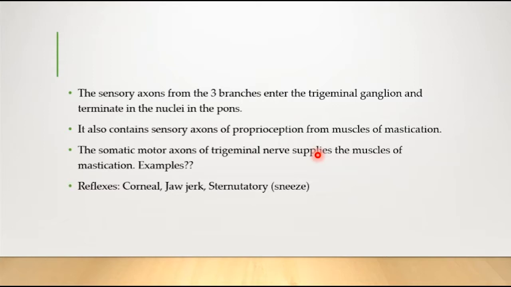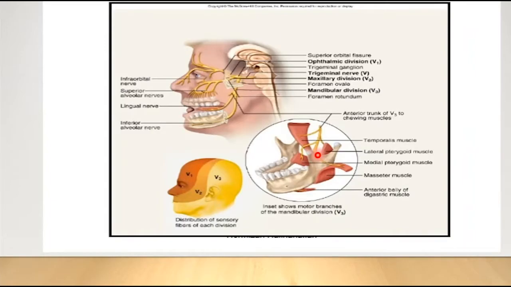And it takes place in reflexes, the corneal reflex, although clinically most of the time we don't examine this, the jaw jerk, and also the sternutatory.